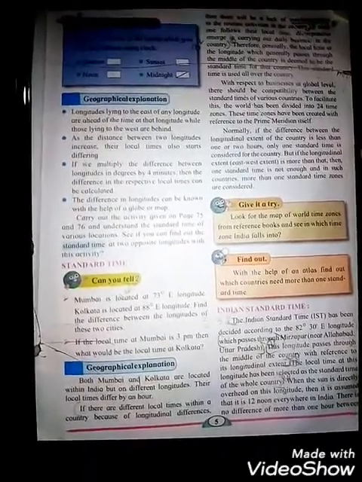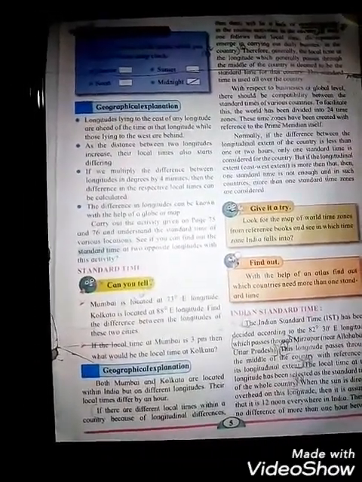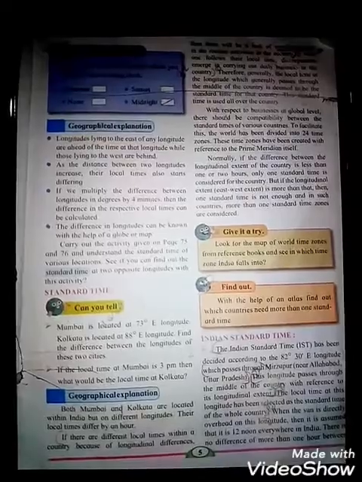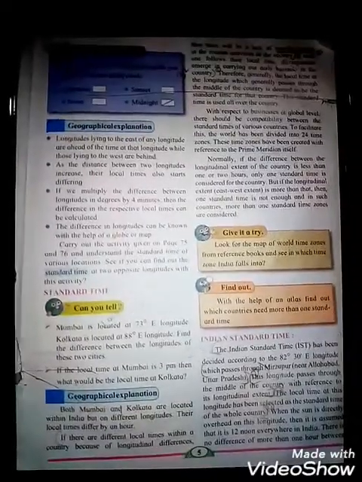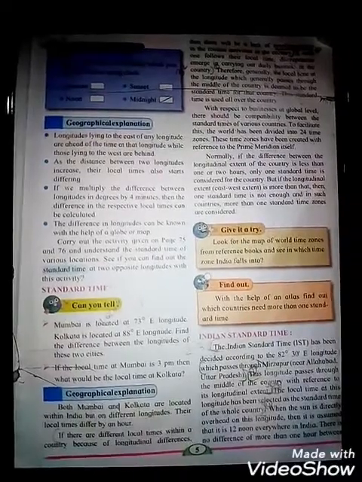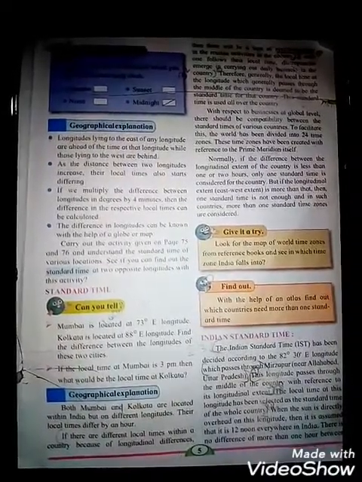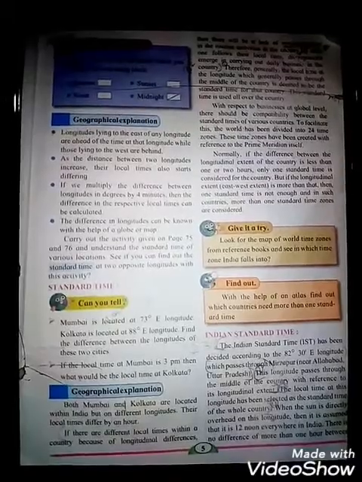Now we have to learn about standard time. Standard time means a uniform time for places in approximately the same longitude established in a country. It will be the same longitude.